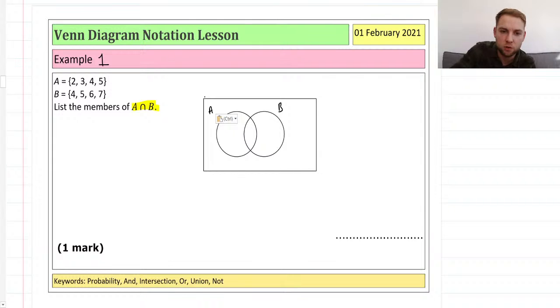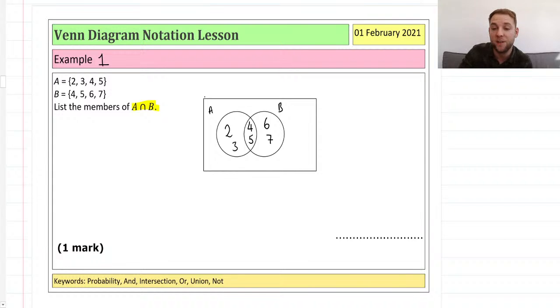So let's have a look then. So 2 is only in there. So 2 is in this side. 3 is only in A. So I'd just put 3 in this side. 4 is in A and B. So that needs to go in the middle there. 5 is also in A and B. So that needs to go in the middle there. 6 is only in B. So that goes on the right. And 7 is only in B. So that goes on the right as well.